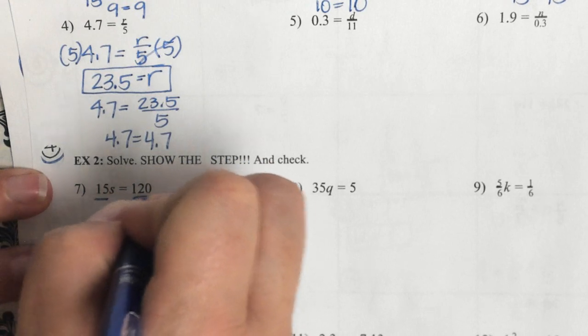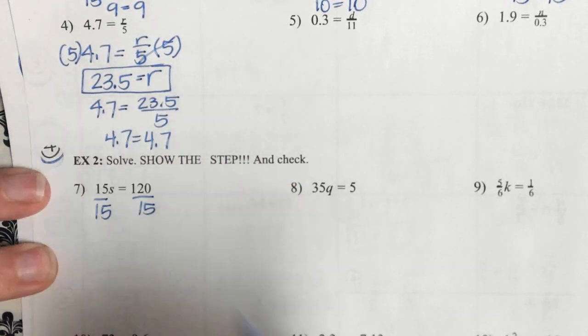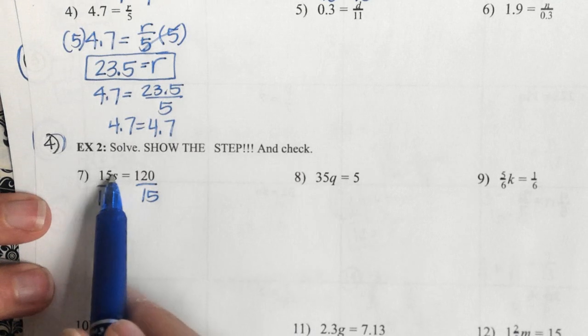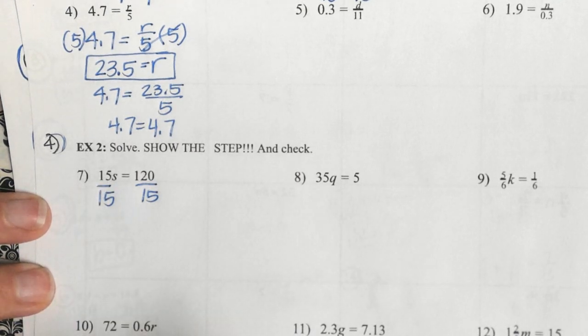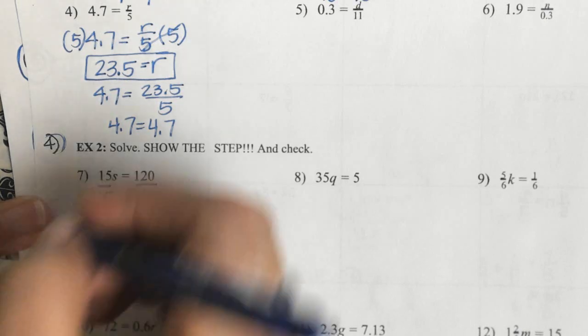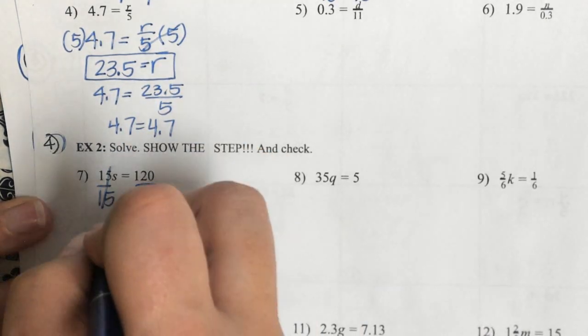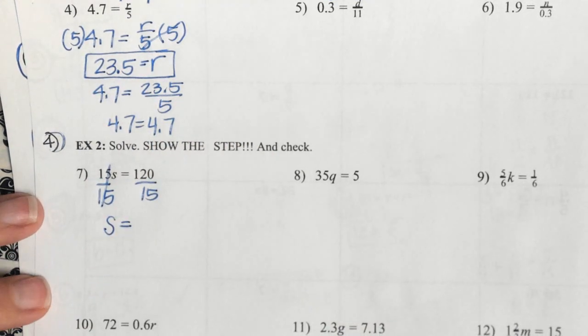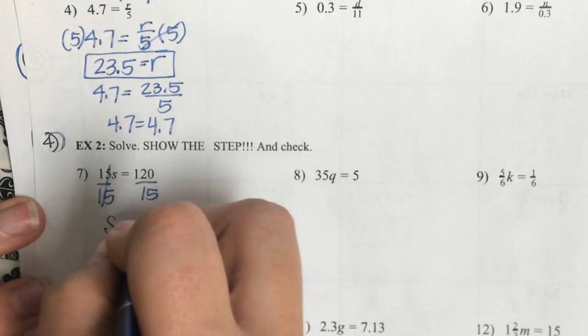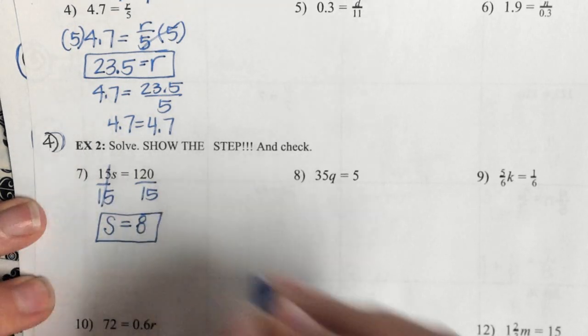So we're going to divide both sides by 15. Okay? Well, as we said earlier, what is 15 over 15? 1, not 0. What is 15 divided by 15? 1. Not 15 minus 15. So these cancel each other out. That leaves us with s. And what would s be equal to? s would be equal to 120 divided by 15. Which would be 8. Very good. Yes, that's what it is.